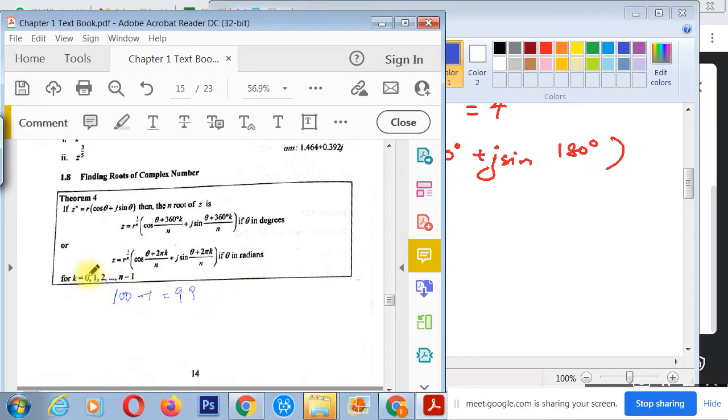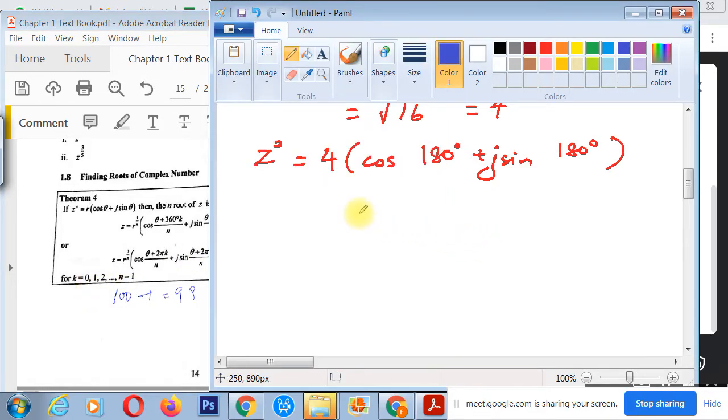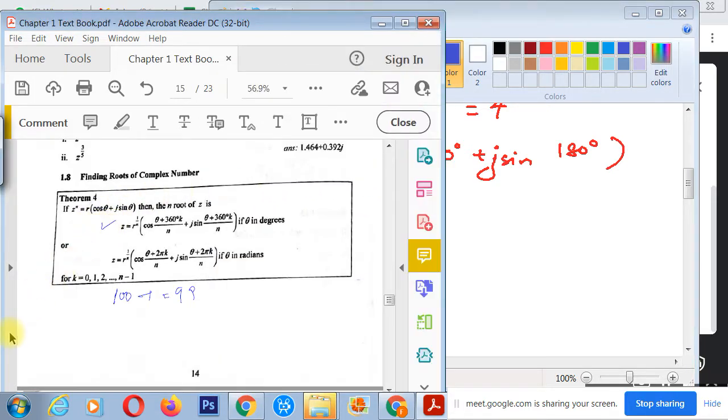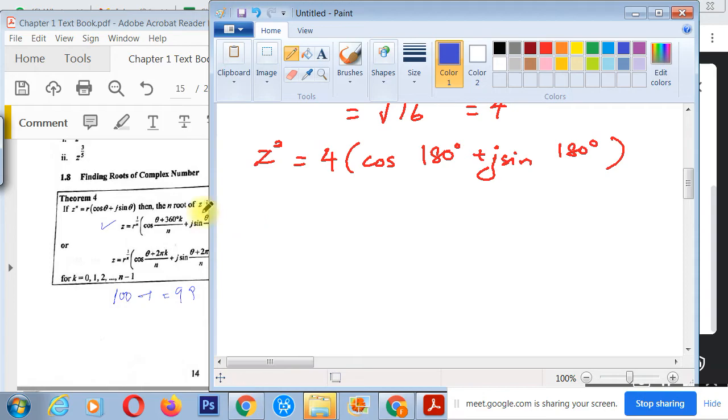Because we calculate the 0 here, okay? So why is the 0 important here? Because the 0 means the original one before we circle the roots. Okay, so we will use this formula to solve this.